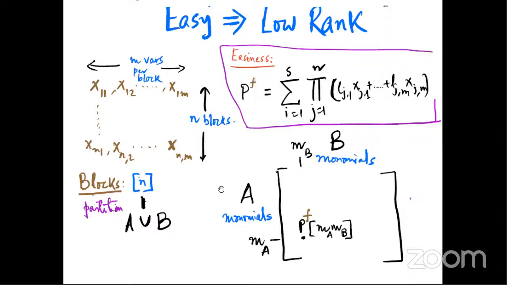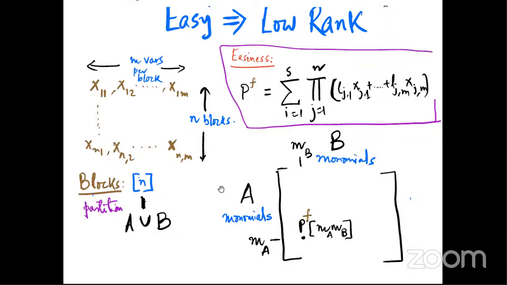This has been looked at before as well. So A is a certain set of blocks, B is a certain set of blocks. The rows of my matrix correspond to set multilinear monomials that come from block A, and the columns are all set multilinear monomials that come from the variables which are in block B, all the blocks in B.